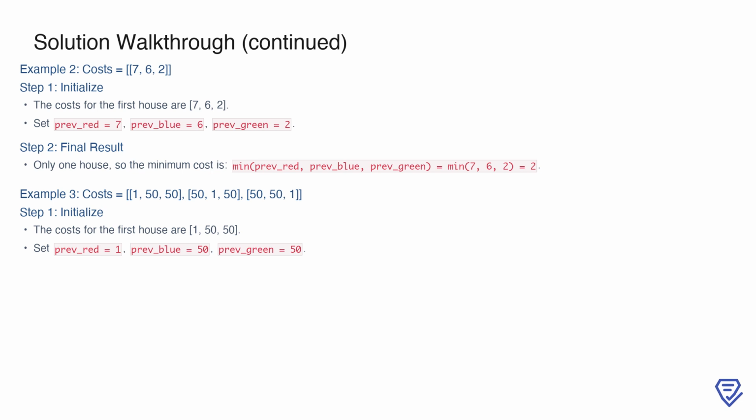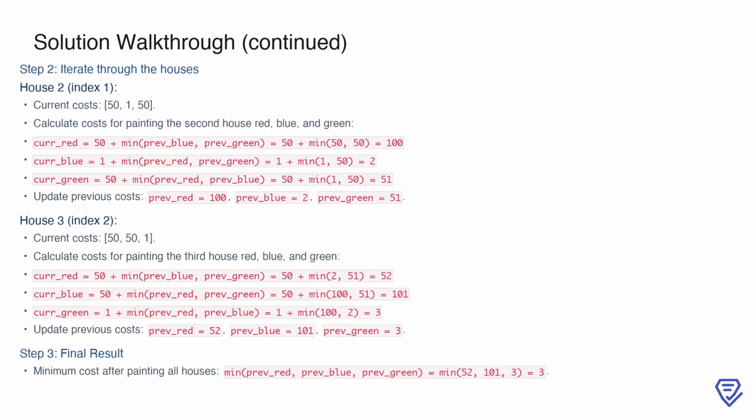resulting in a total cost of 2. Now, for the following example with three houses, the costs for the first house are 1, 50, and 50 for red, blue, and green. We initialize Prev_red, Prev_blue, and Prev_green to 1, 50, and 50, respectively, and proceed to calculate the costs for the subsequent houses. The second house has costs of 50, 1, and 50 for red, blue, and green, respectively.